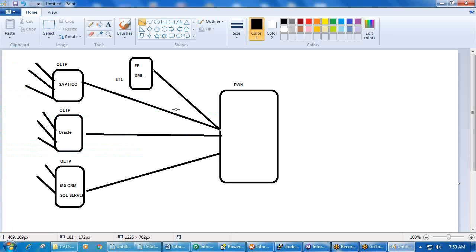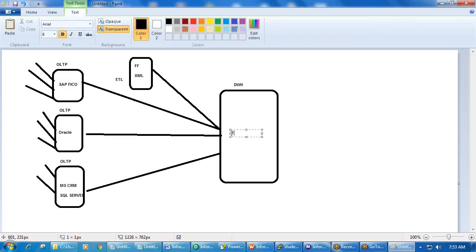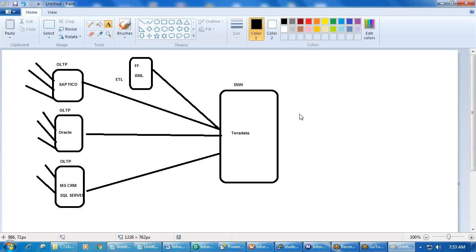See, from this diagram, we understand that we are integrating the transactional data and the data which is in the form of flat files and XML files into your data warehouse, which is nothing but a database. It could be your Teradata or Oracle, any database can be your data warehouse. So what do we do by loading the data into the data warehouse? It is basically used for analysis.